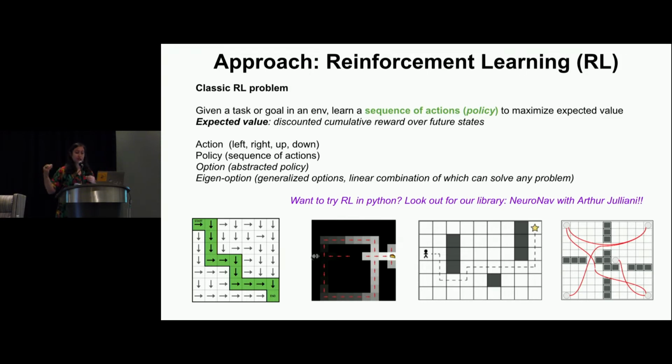And options are an abstraction of policies. For instance, you can say, oh, I just want to go from this up left corner to the up right corner. And there could be many different policies that can go from there. So that family of policies, the abstraction of that would be an option. And then there's eigenoptions, where it creates an eigenspace, where these options can be decomposed into components you can linearly combine in order to create behavior in a more complex environment.